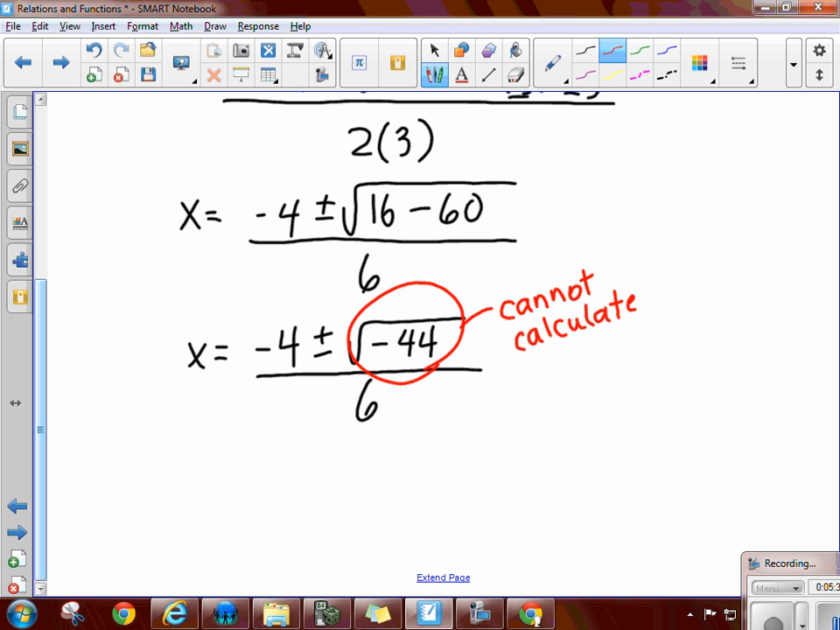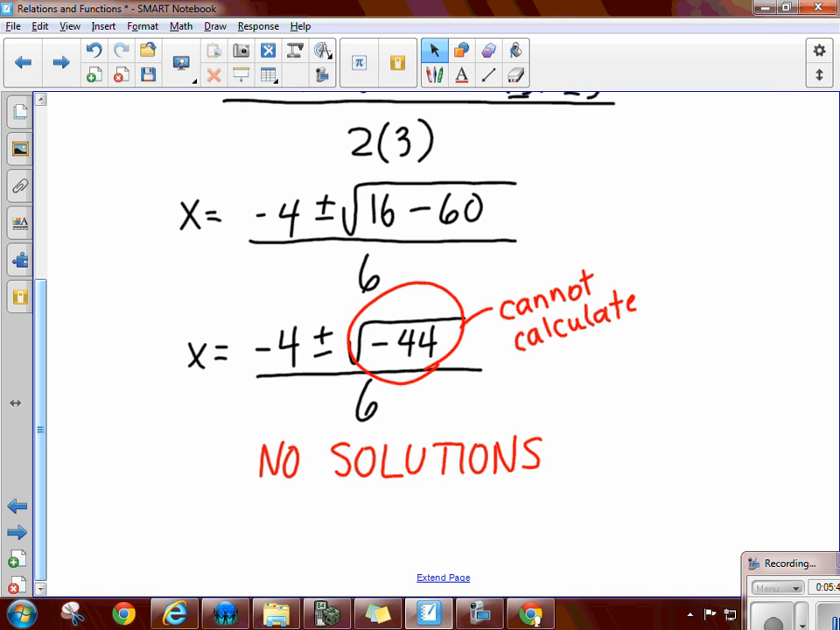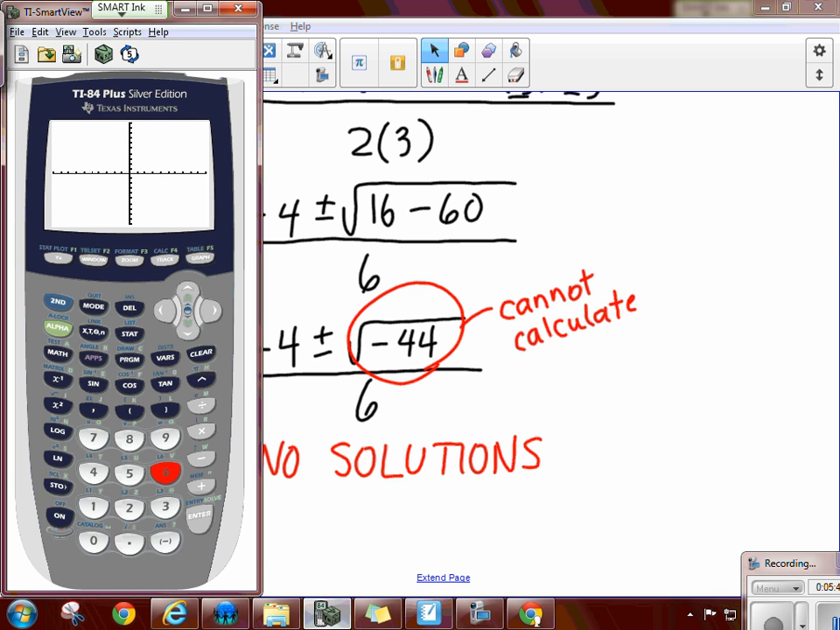Because the radicand is negative and we can't take the square root of a negative number, this means this quadratic simply has no solutions. There are no x-intercepts. So in terms of the graph, if we were to look at this visually, this thing should not be crossing our x-axis anywhere. So we're going to look at it on our graphing calculators. I'm going to put it in for you to take a look. So I'm going to say 3x squared plus 4x plus 5.